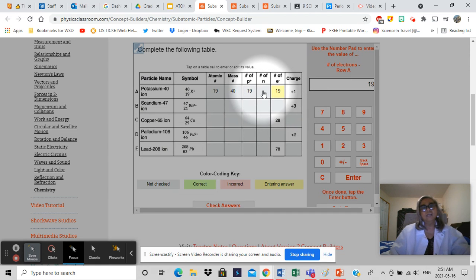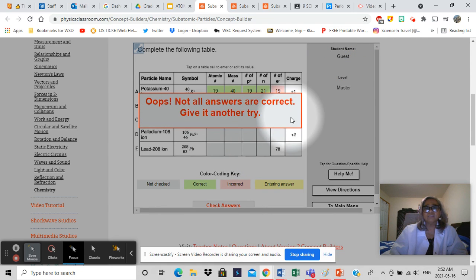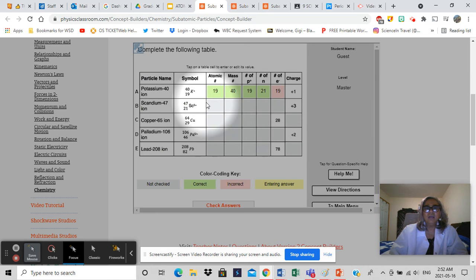Now, how do I get again the number of neutrons? So that would be number on top minus the number below, or that would be the mass number minus the number of protons. So 40 minus 19, 21. So you can have 21 here. And of course, you can always check your answers. Oops, not all answers are correct. So maybe where did we mess up? So we can just review this.